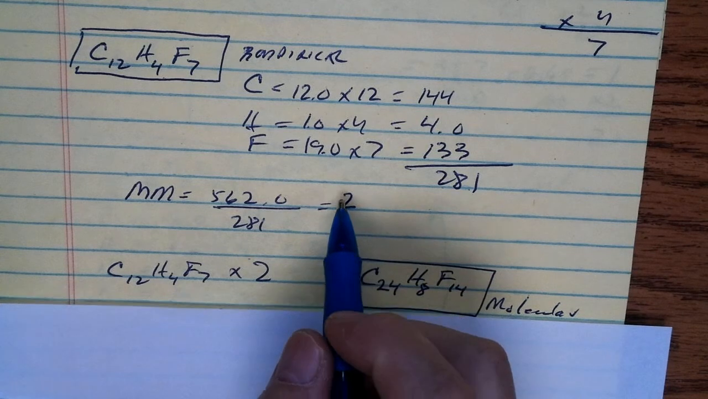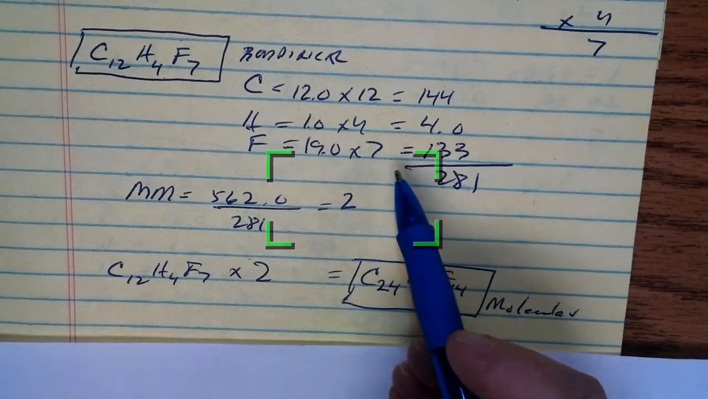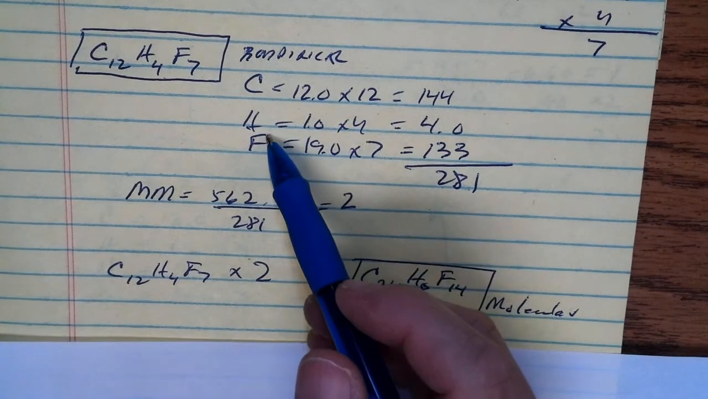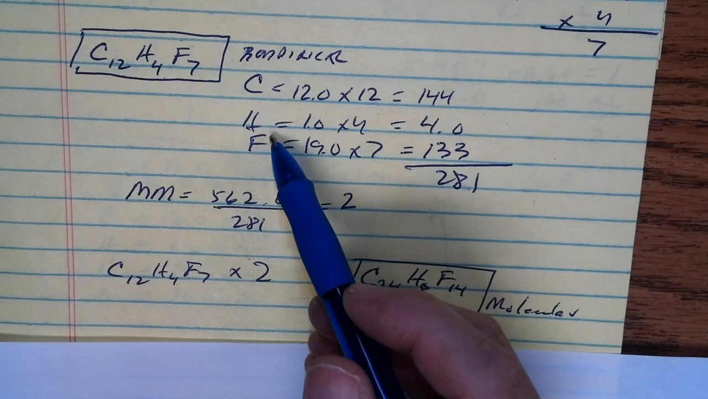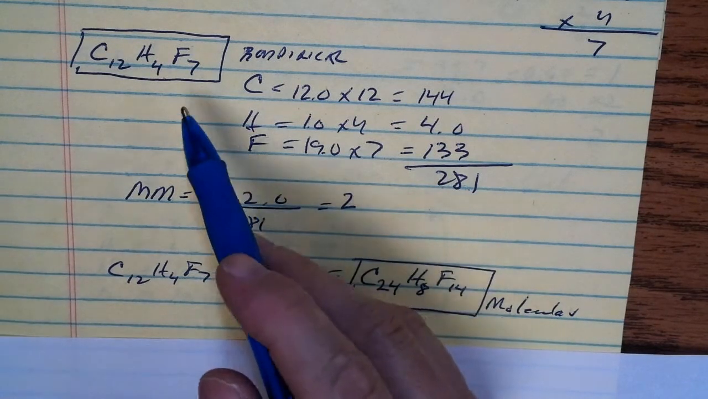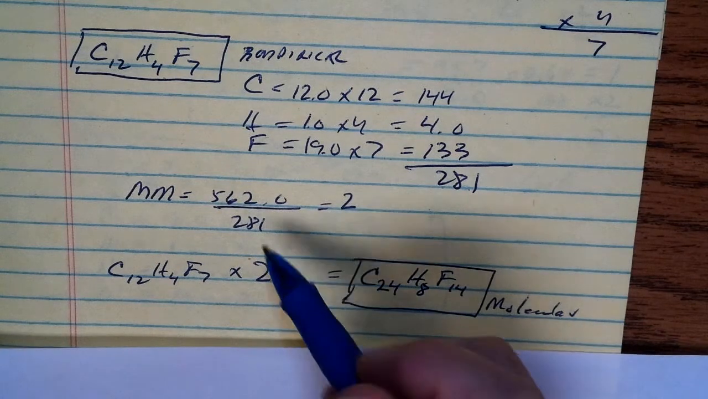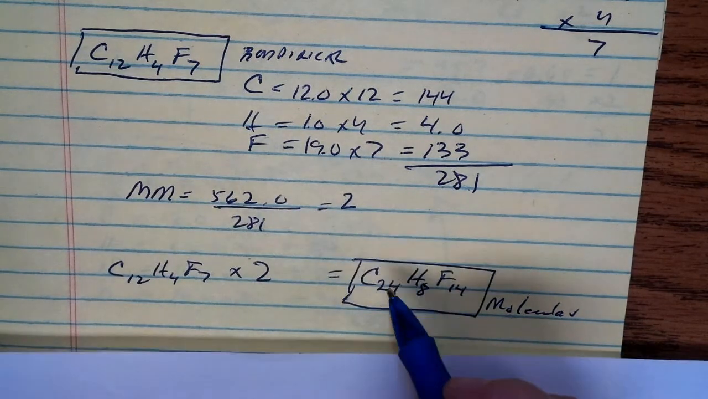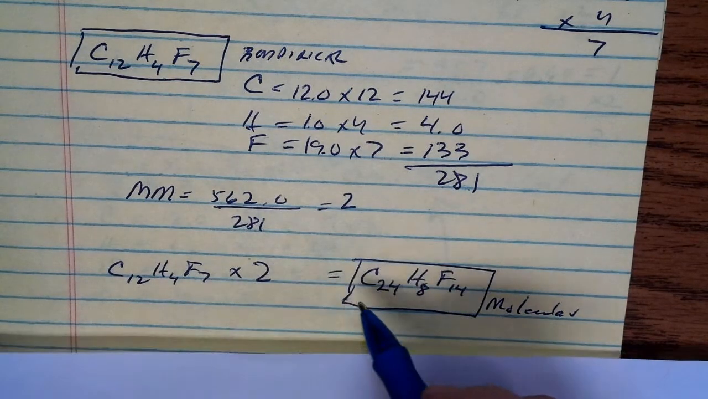That means we can multiply everything in our empirical formula by 2. So we multiply by 2: 2 times 12 is going to be 24, and 2 times 4 is going to be 8.